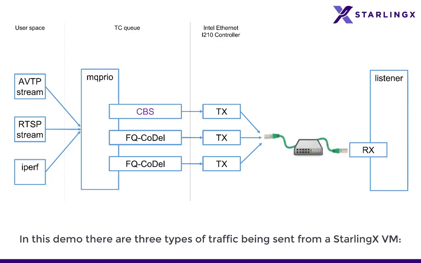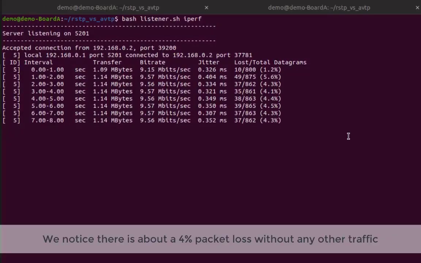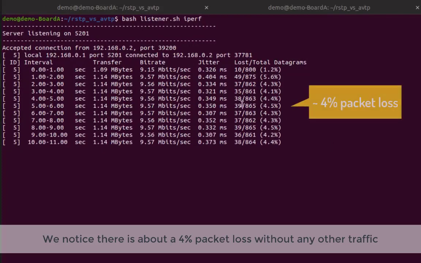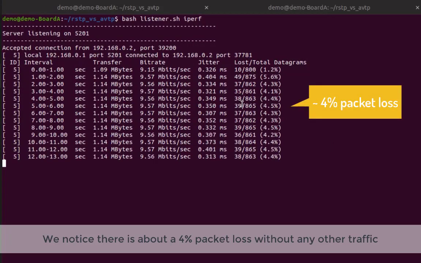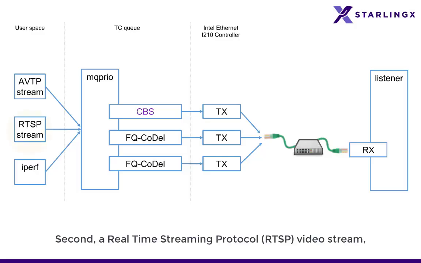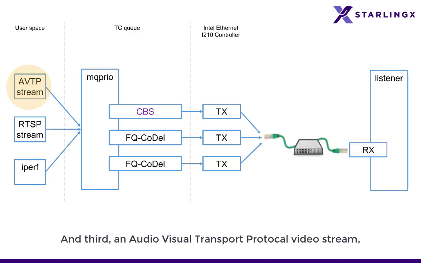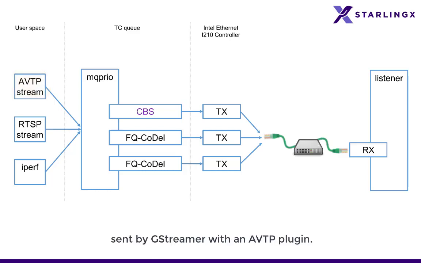In this demo, there are three types of traffic being sent from a StarlingX VM. First, there is best effort traffic sent by IPERF. We notice there is about a 4% packet loss without any other traffic. Second, a real-time streaming protocol video stream sent by GStreamer with an RTSP plugin. And third, an audio-video transport protocol video stream sent by GStreamer with an AVTP plugin.